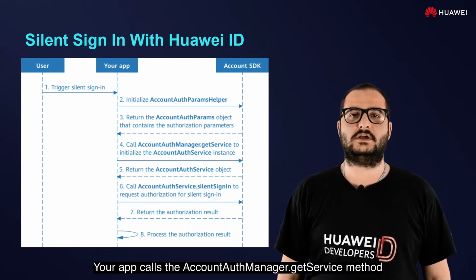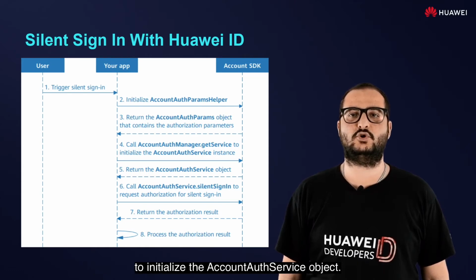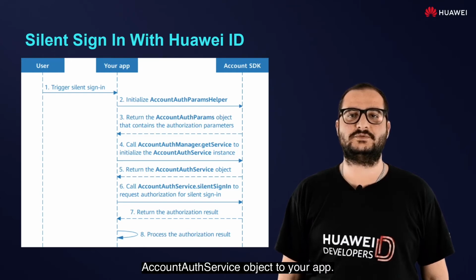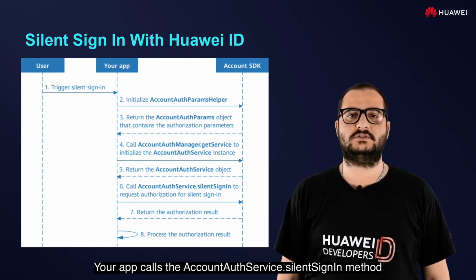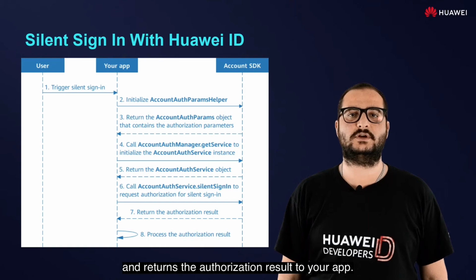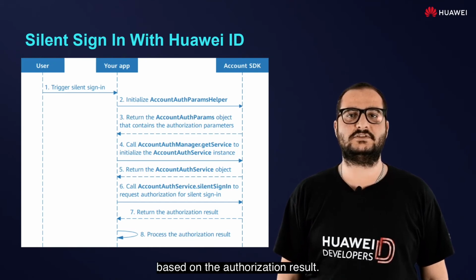Your app calls the AccountAuthManager getService method to initialize the AccountAuthService object. The Account Software Development Kit returns the AccountAuthService object to your app. Your app calls the AccountAuthService silentSignIn method to send a silent sign-in request to the Account Software Development Kit. The Account Software Development Kit checks whether the user meets the authorization condition for silent sign-in and returns the authorization result to your app. Your app determines subsequent processing based on the authorization result.